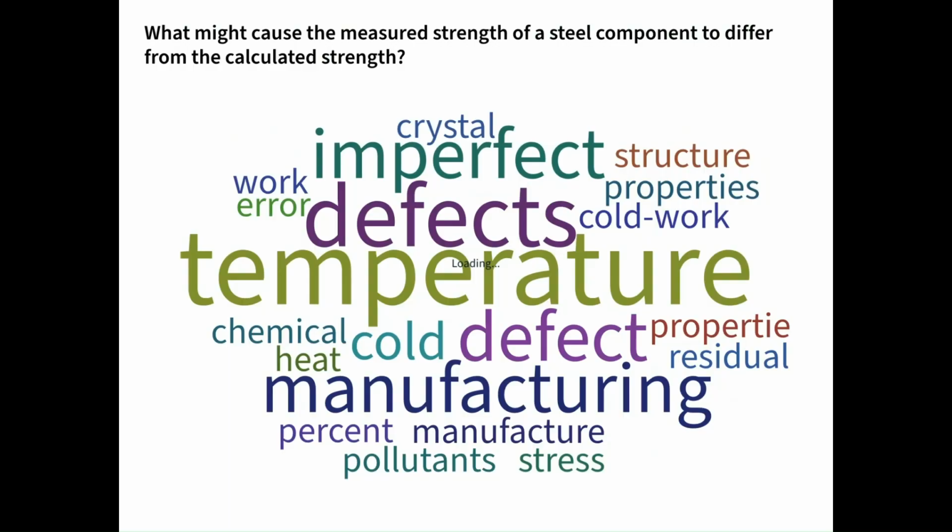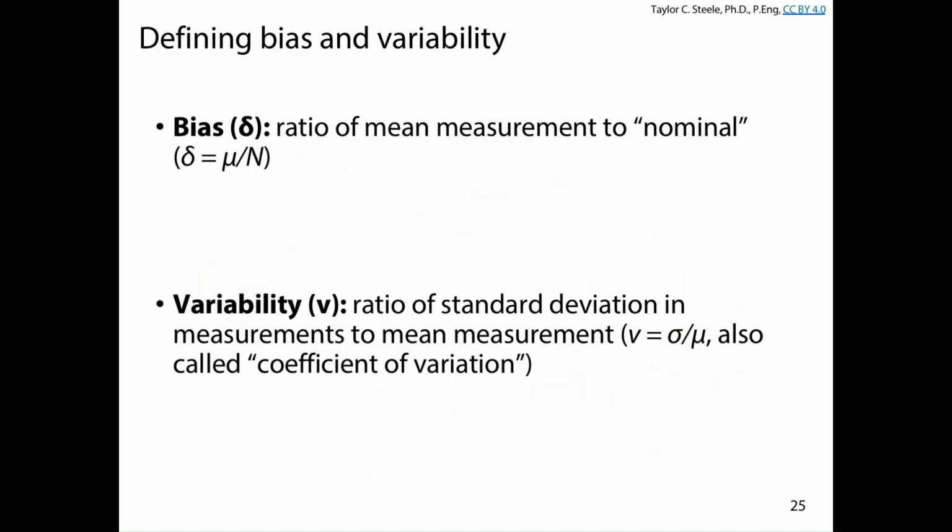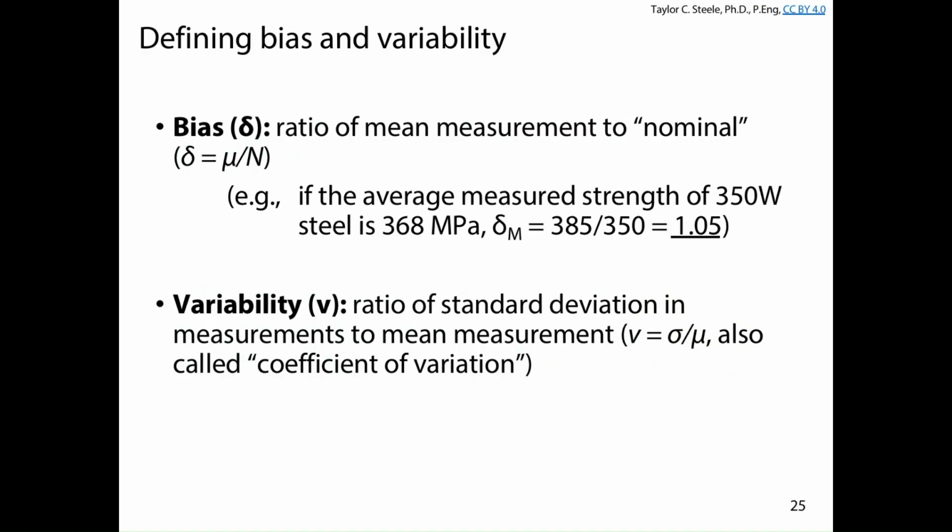Bias is the ratio of the mean measurement to the nominal. For example, you break a bunch of steel coupons and you ask for a 350W steel, which has a strength of 350. Let's say on average it's 368. The bias is the ratio of the mean to the nominal or specified amount, which in our case would be 368 divided by the specified 350. It means on average, the steel is 5% stronger than the nominal value.